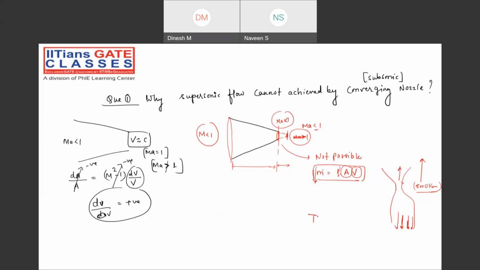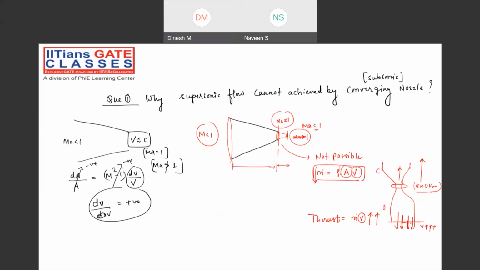What is the thrust value? Mass flow rate into velocity. Mass flow rate you cannot increase. You already know because of the choking condition, mass flow rate cannot be increased. Velocity you can increase like anything, my dear friend. That means at the exit, suppose you are attaching, of course, I am talking about the convergent-divergent nozzle. But suppose, my dear friend, velocity has been increased drastically.